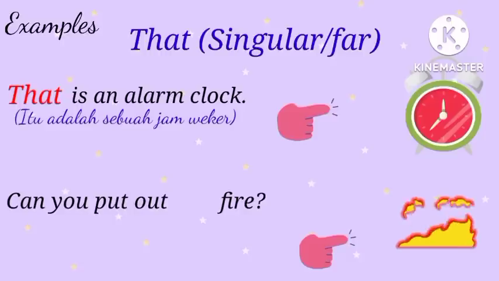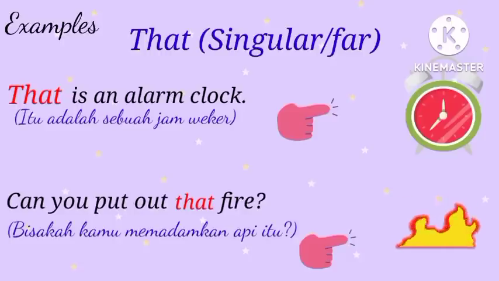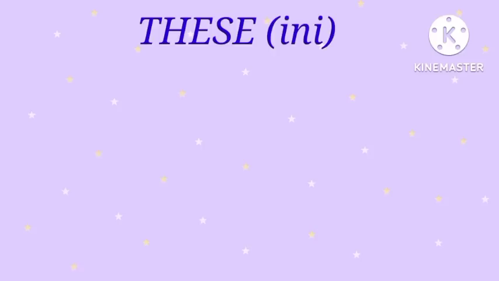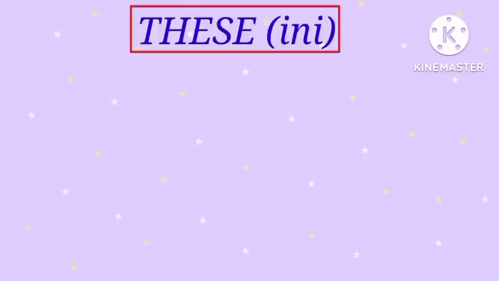Look at the finger. Show to fire. That is far from us. Fire itu jauh jaraknya, kan? So we use that, karena dia uncountable, fire itu tidak bisa dihitung. Can you put out that fire? Use that. Now next, this.